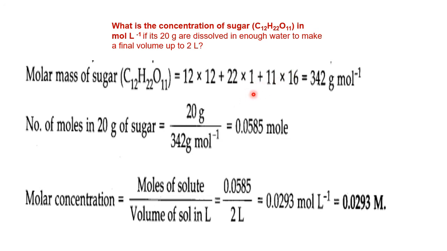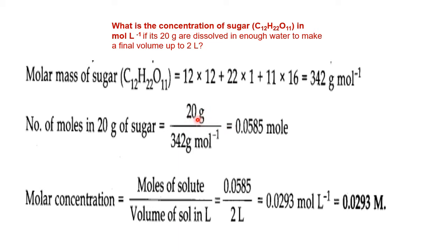So after adding, the molar mass of sugar equals 342. Now what is the mass given in the numerical? It is 20 gram. What is the molar mass? 342. So let us calculate moles of sugar. So 20 gram of sugar means how many moles of sugar? It is 20 by 342.